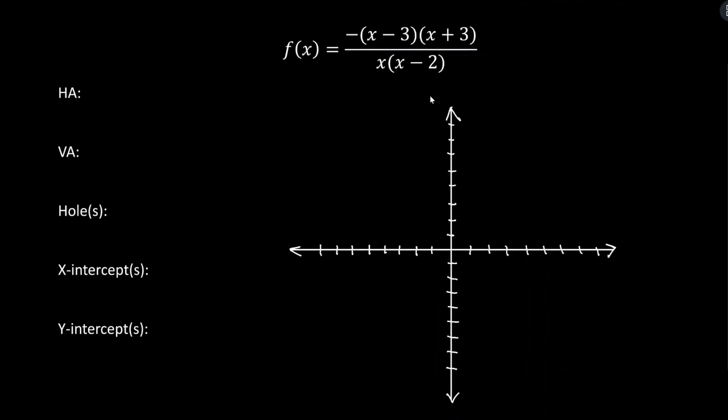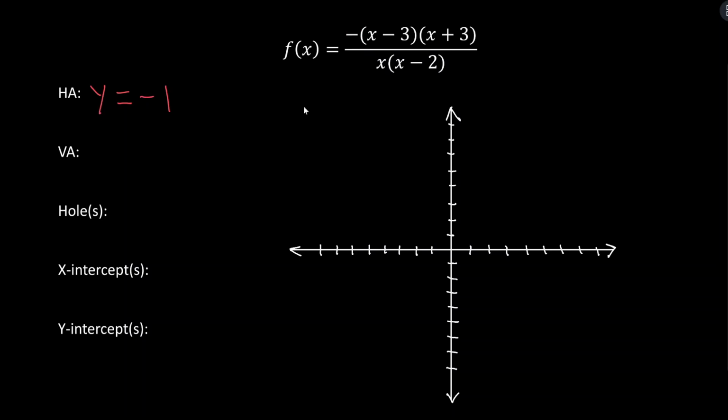Alright, so here's our last example, and at this point I definitely encourage pausing the video and trying this one. This is the hardest example we've done yet. So let's go ahead and start. Horizontal asymptote. We already have this in factored form. The degree of the numerator is 2. The degree of the denominator is 2. They are the same. So the horizontal asymptote is the ratio of the leading coefficients. We have a negative here, and we have nothing here, so it's like a little invisible 1. And negative 1 over 1 is negative 1. So it's y equals negative 1 is the equation of the horizontal asymptote.